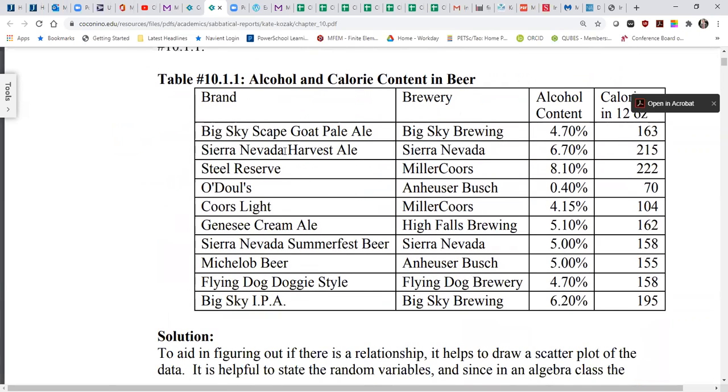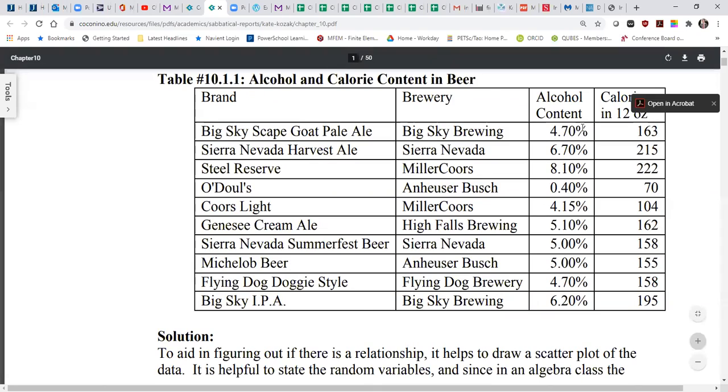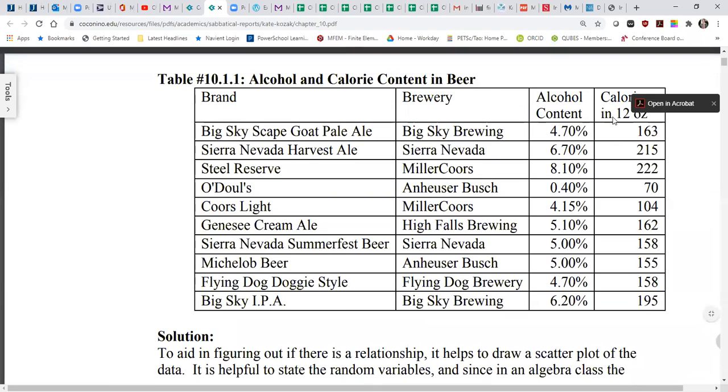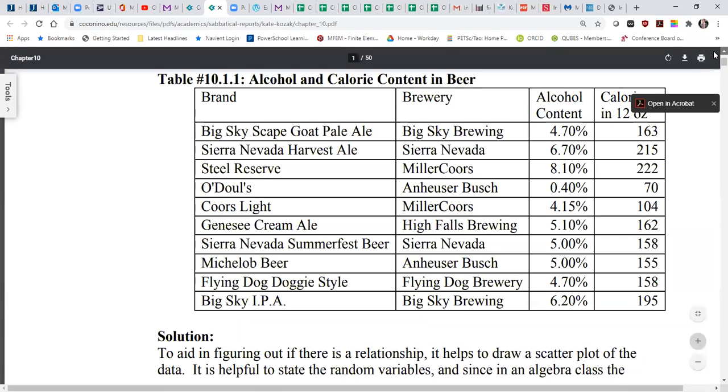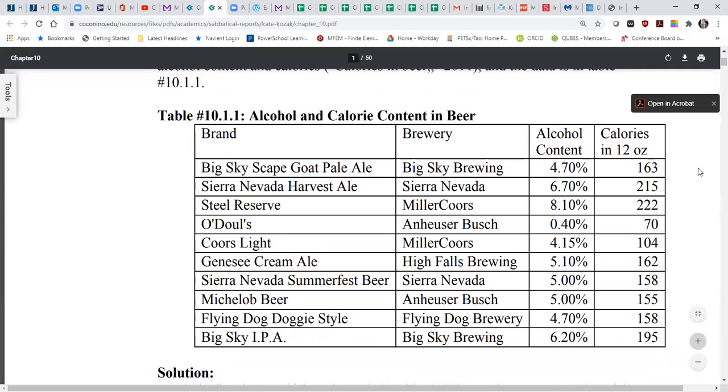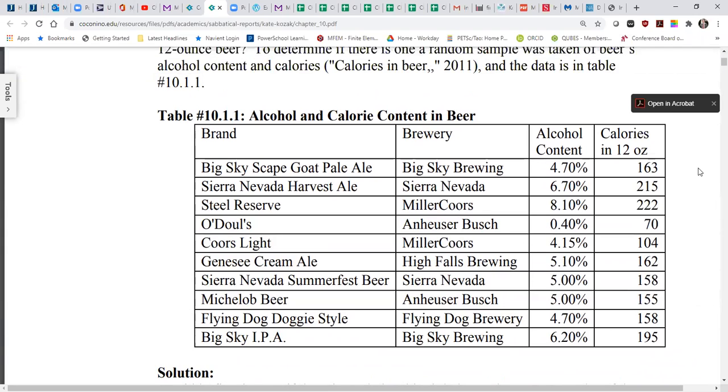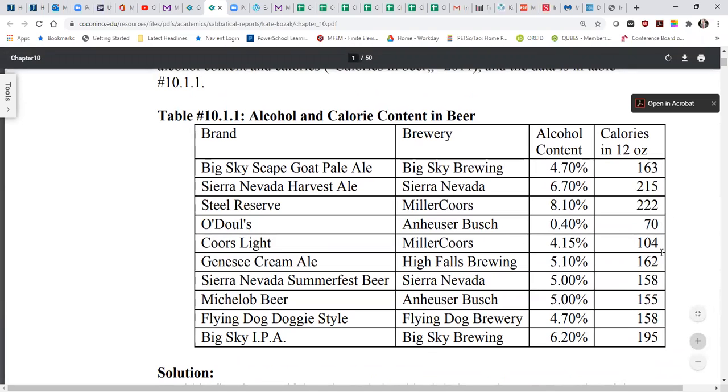You can see here, this is the brand, and this is the brewery or the company. And this is the alcohol content in terms of percentage, and then the calories, sorry, the calories in a 12 ounce beer. So this is the measure of the calories in 12 ounces.